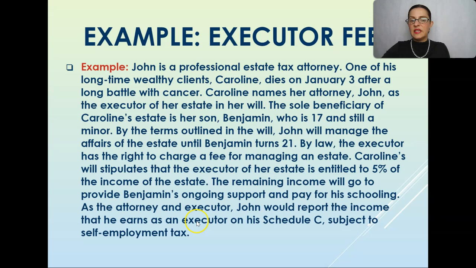As the attorney and the executor, John would report the income that he earns as an executor on his Schedule C, subject to self-employment tax. And he is self-employed, and he's an estate tax attorney, so this would be self-employment income to him. Presumably, he's doing this for multiple clients. So he is in the business of doing this, and he does have a profit motive in the activity.